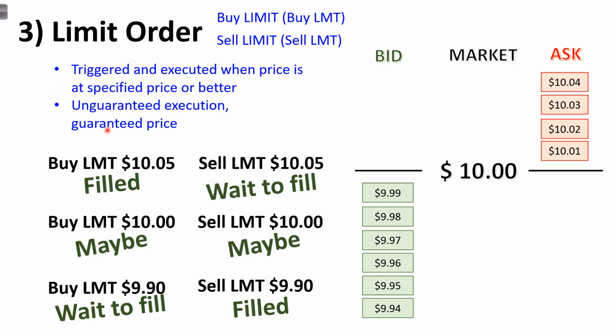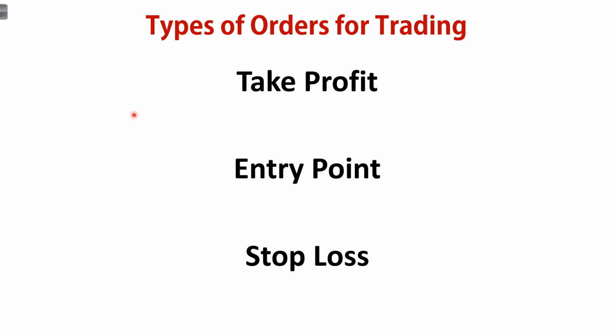And to overcome the small downside of unguaranteed execution, you can just keep shifting your prices down or up until it gets filled. Alright, so that's about investing. What about trading? Trading requires a precise entry point, a take profit target, and finally a stop loss level. We will need different types of orders to fulfill each of these functions. First of all, let us talk about the entry point.